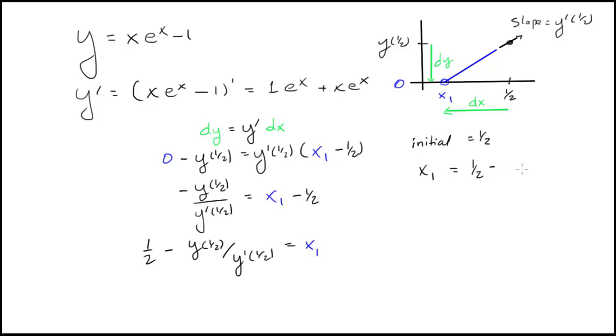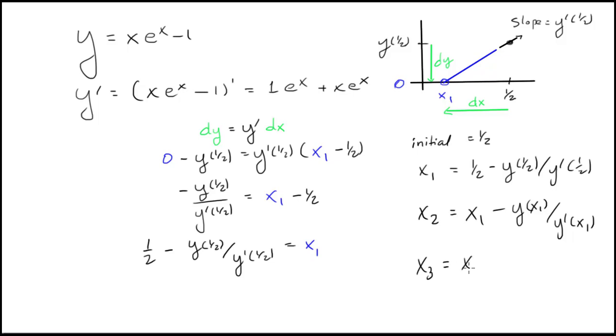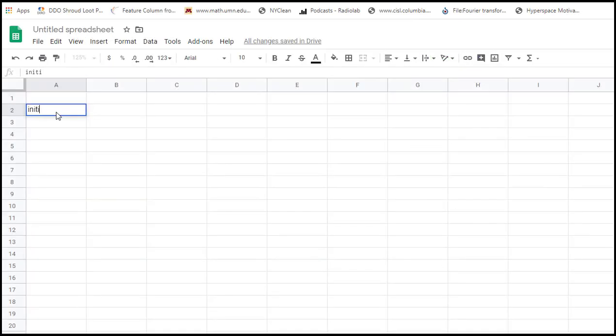Well, what's good for x1 is good for x2. So x2 only depends on the x1 information. But then x3 only depends on the x2 information. And so on and so forth. Until you want to stop. Seems like a good idea to use a spreadsheet for this.